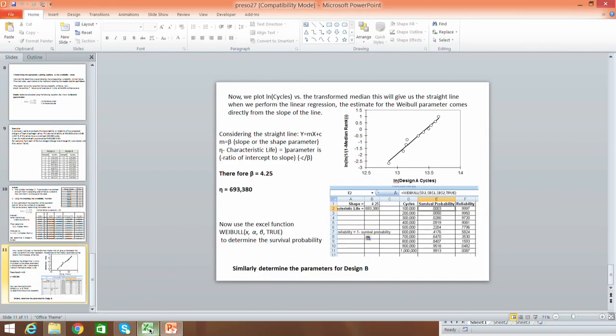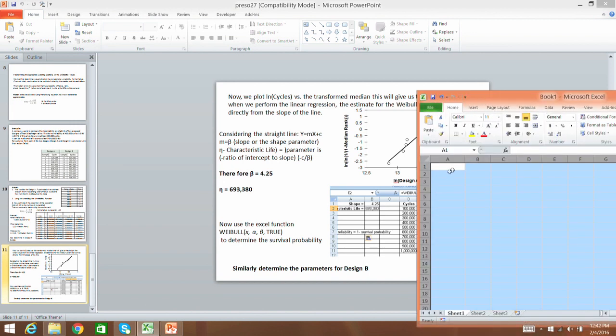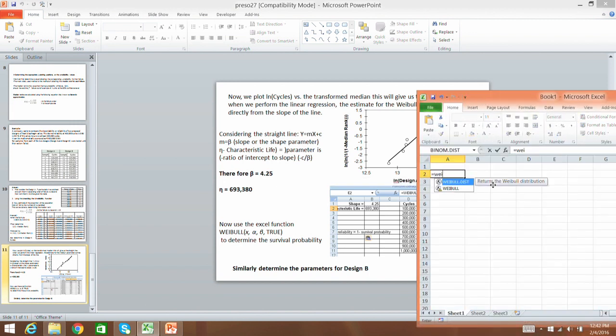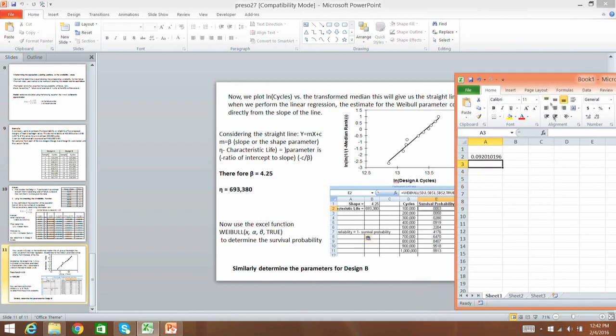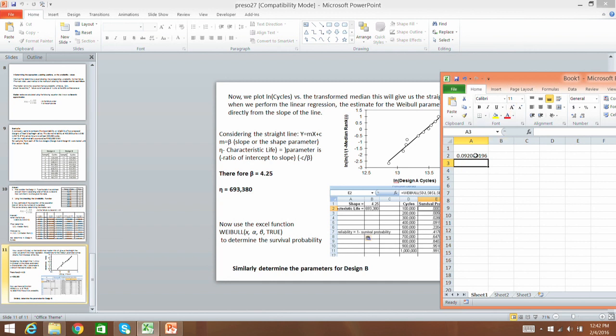Let me show how to do that. So, we have Weibull, 400,000, comma, 4.25, comma, 693,380, true. Okay. So, we get 0.092, that is the survival probability for 400,000 cycles, 0.092. Similarly, we can do it for different numbers also.